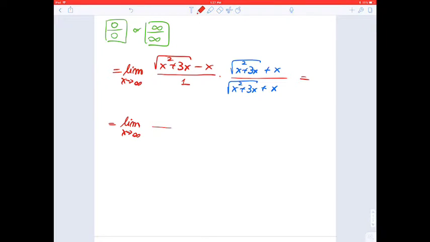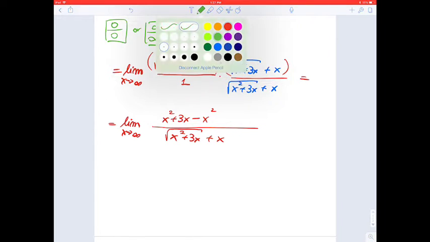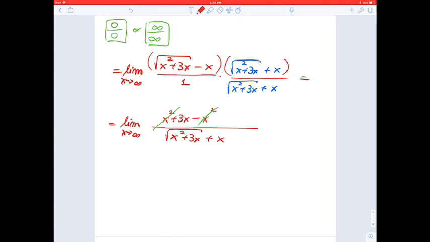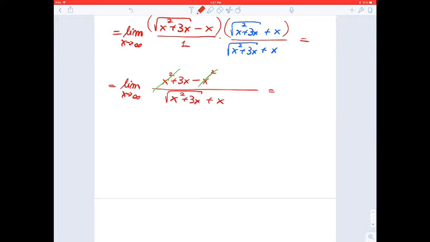Limit as x goes to positive infinity, I will multiply 1 by square root of x squared plus 3x plus x in the denominator, and I will distribute everything in the numerator. Foiling the conjugate expression, I have to square the first quantity, where the square root is gone, and square the second quantity. Squaring x, I have x squared. Subtraction. I see some simplifications. I can also rewrite my denominator a little bit.